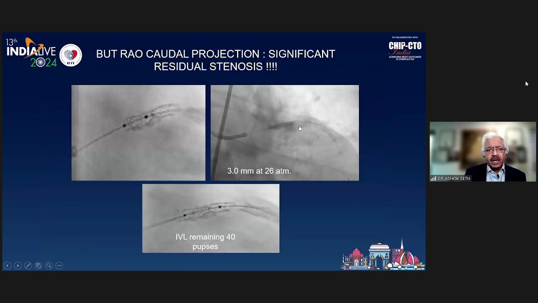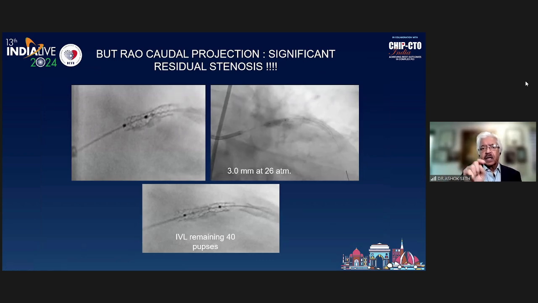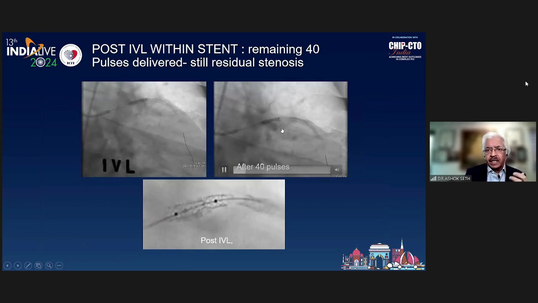I go to optimize this in a caudal projection, and look at this. I've got a residual stenosis. I've done the biggest mistake. I did not look, despite imaging which showed me fracture, I did not look at the expansion in two orthogonal projections. I have an underexpanded stent. I deliver my remaining 40 pulses within the stent. I still can't get it open.